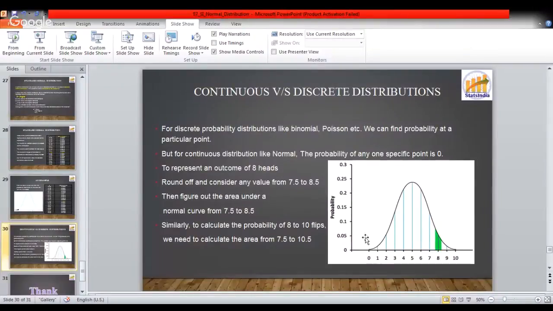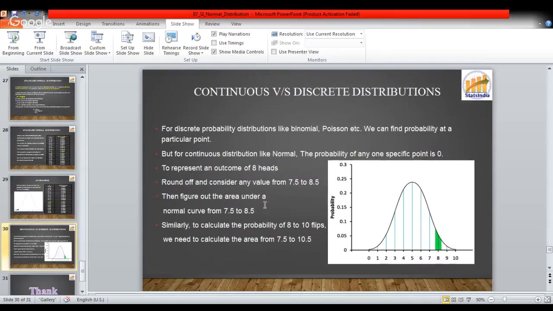Similarly, for any given two points, let us say 8 to 10, we have to calculate from 7.5 to 10.5. Again, the middle value will be 0. For 10.5, we calculate Z1. For 7.5, we calculate Z2. And subtract the values. Z2 minus Z1 will give us the area under the normal curve.